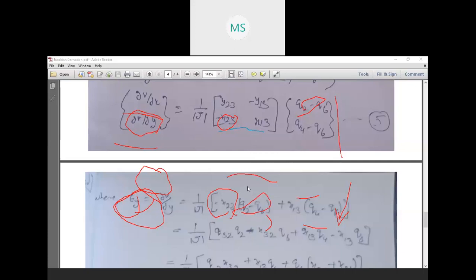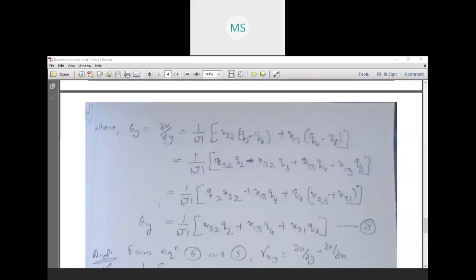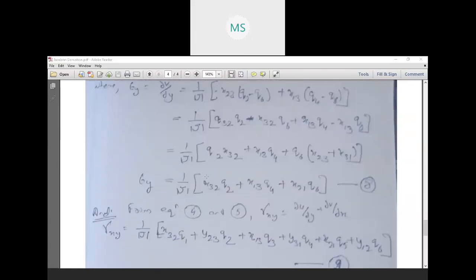plus x13 into this, plus x13 into this. Very simple. Keep on solving all this, and you will get the final expression as this one. So my epsilon y is this one. Now understand this: you got the value of epsilon x, you got the value of epsilon y.